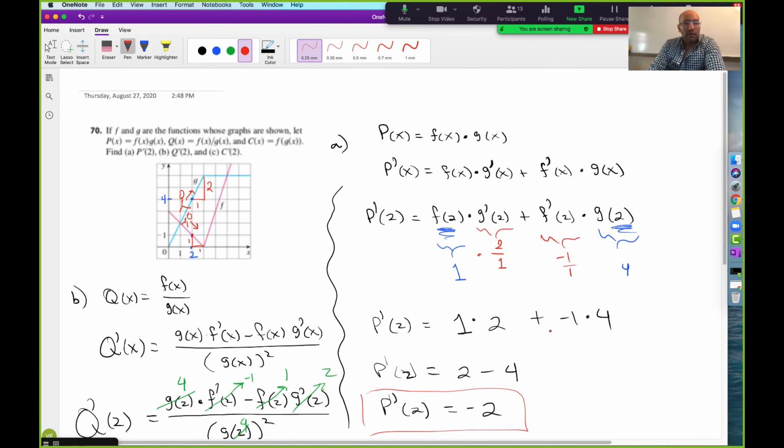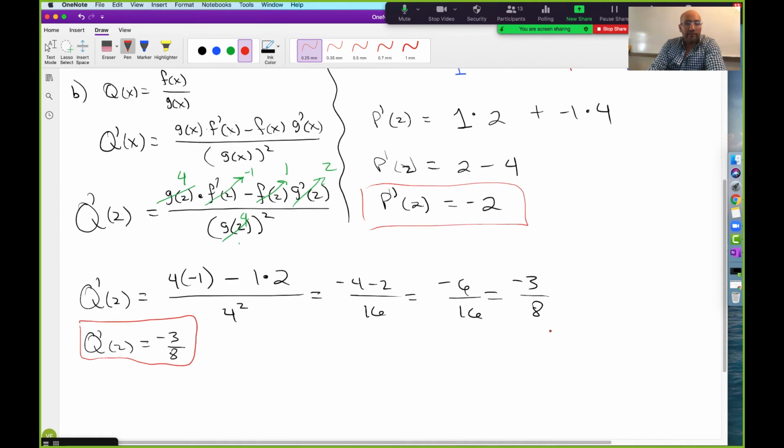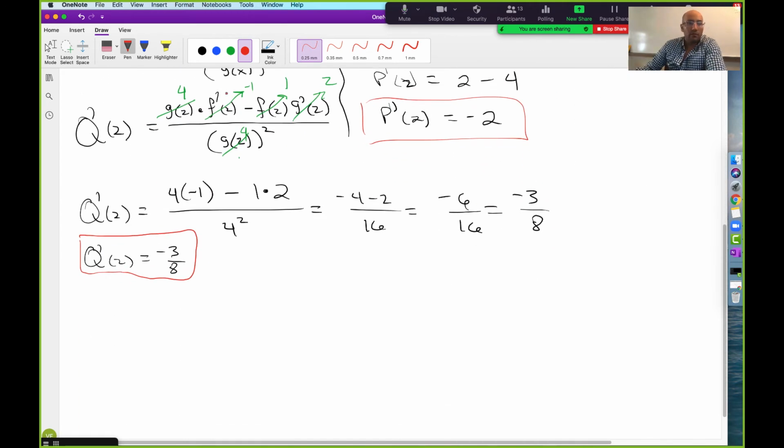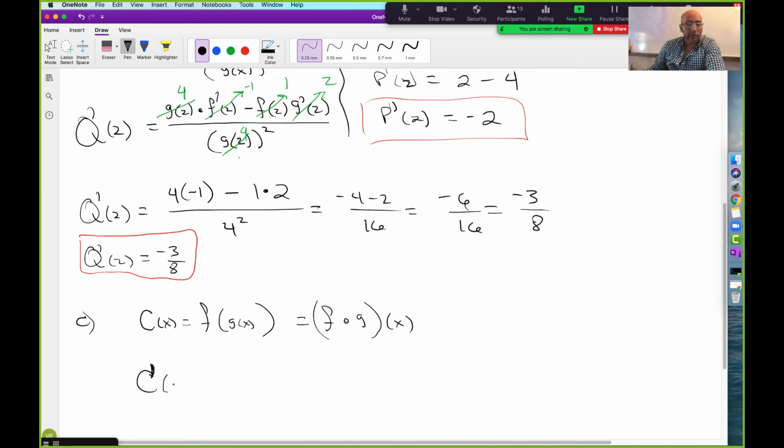Okay, finally, c of x is equal to f composed with g. Right, c of x is equal to f composed with g of x. This is f composed with g, evaluated at x, same thing. And so if we wanted to find the derivative of this function, that's equal to the derivative of the f function evaluated at g times the derivative of this function.